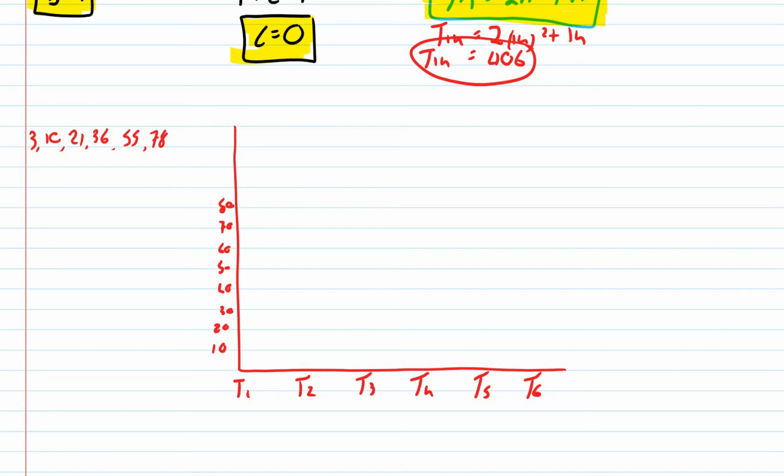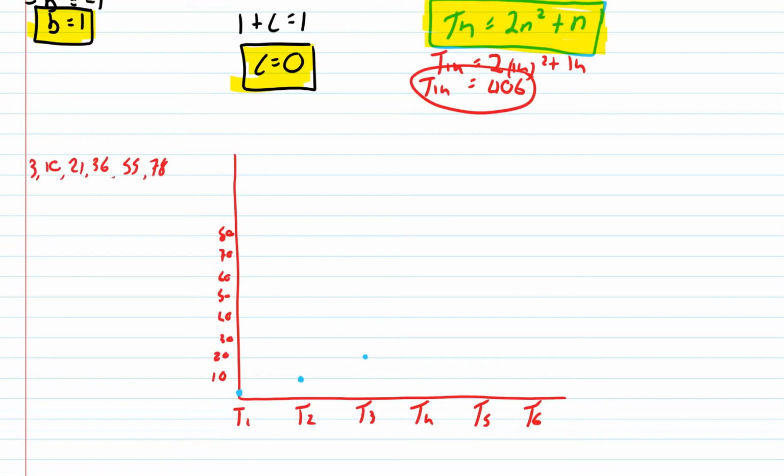Okay, T1 is 3. Up there. T2 is 10. T3 is 21. 36, 55, 78. So there's our graph. Now that's just part of the graph. Okay, we could keep going on and on over here.